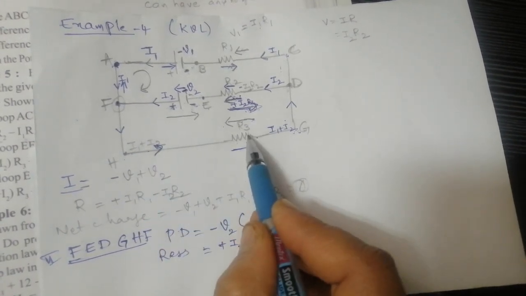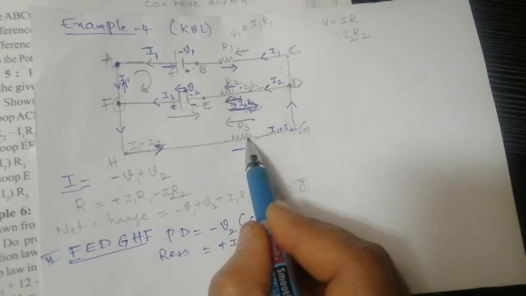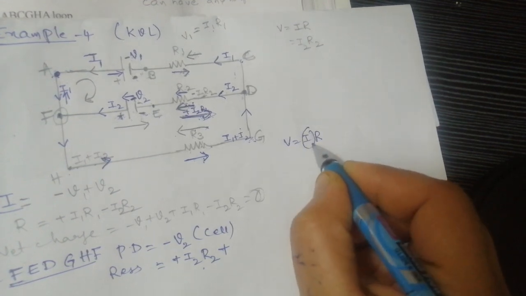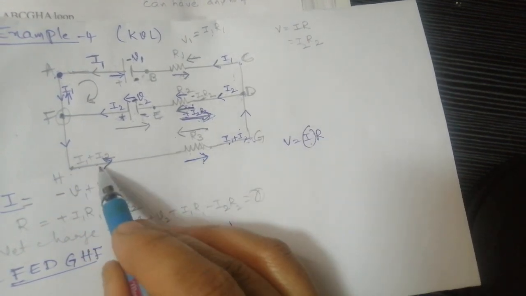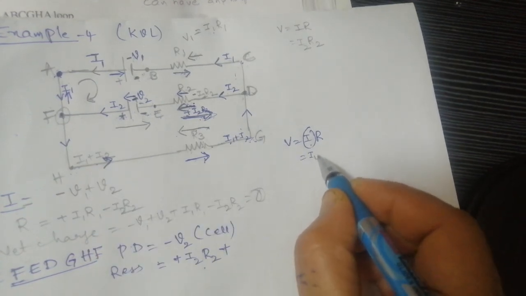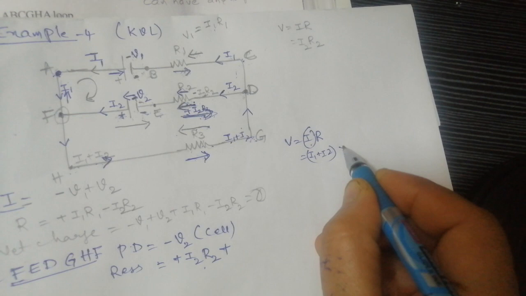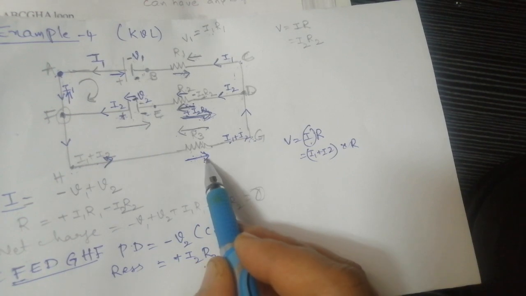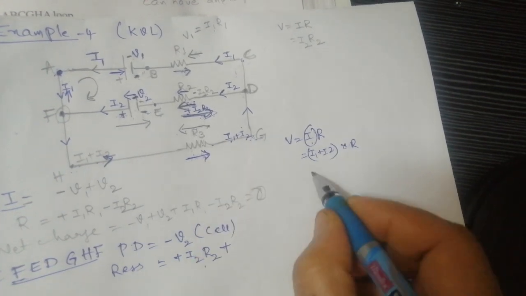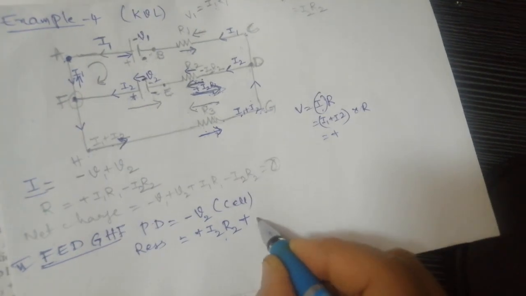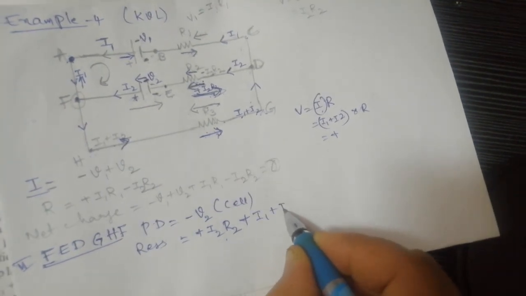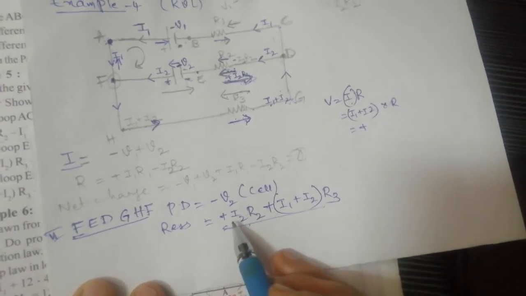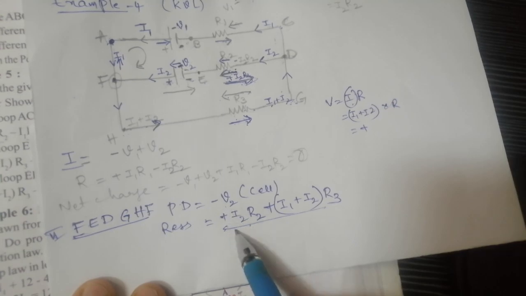Here the potential difference across the resistance R3, we have to consider V is equal to IR. But here the current is I1 plus I2. So instead of I, I will write I1 plus I2 into R. But as the circular path loop direction as well as the current direction are opposite, I will write plus I1 plus I2 into R3.